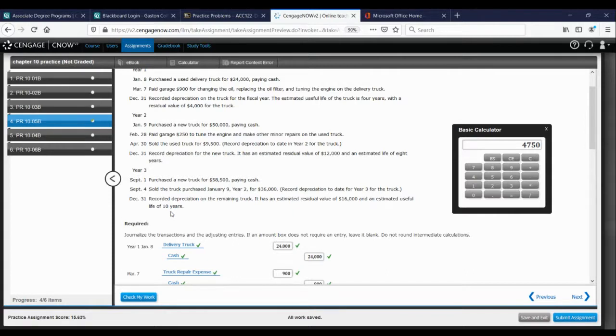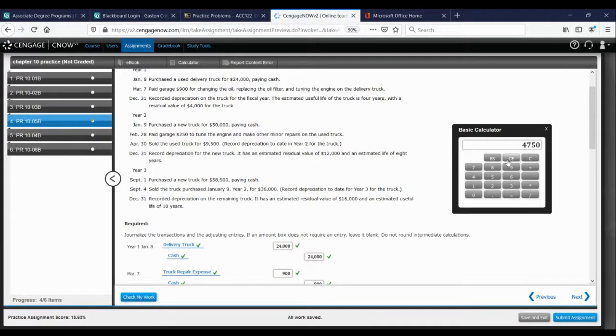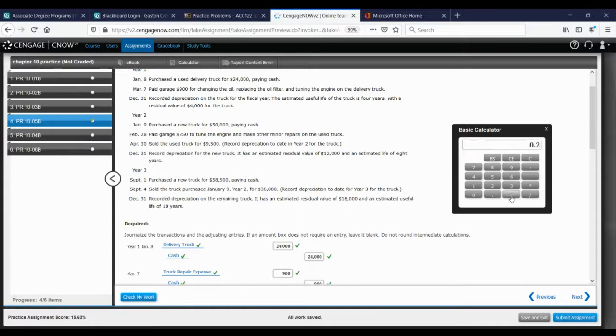When we're calculating depreciation using the declining balance method, we have to first calculate the straight line rate. To do that, I'm going to take a 1 and divide it by the number of years in the life of this asset. The life of this asset was 10 years. What that will give me is 10% as the straight line rate. Because this is the double declining balance method, we have to multiply this straight line rate by 2 to get our depreciation rate, which is 20%.